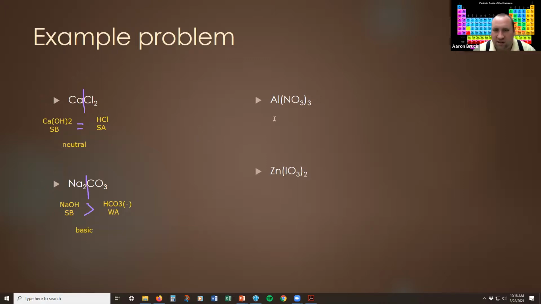In aluminum nitrate, again, start by splitting it down the middle. I've got aluminum. Aluminum is derived from aluminum hydroxide. Aluminum hydroxide is no one's definition of a strong base. This is weak. Nitrate is derived from nitric acid. Nitric acid is, of course, a strong acid. I can see that the strong acid is greater than the weak base. This is going to be acidic.